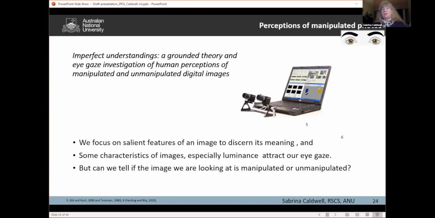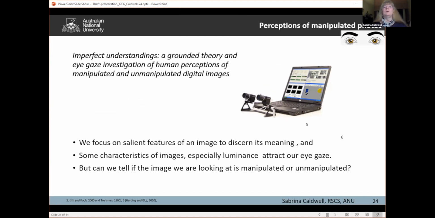What about perceptions? Can people see manipulations in photographs? So I did an experiment, and at this point I would like to acknowledge my professor, Tom Gedeon, who has been guiding me on my journey and is a close colleague now as we work on physiological signal recognition and a number of other things.